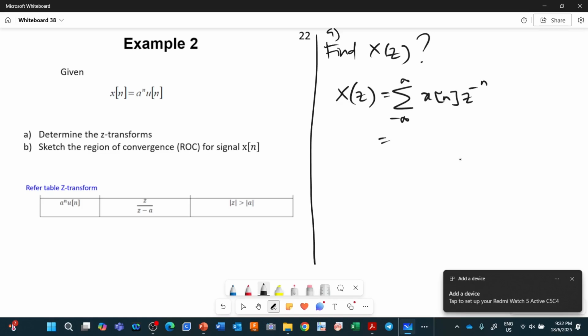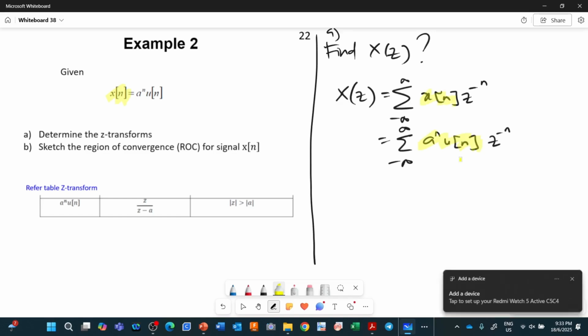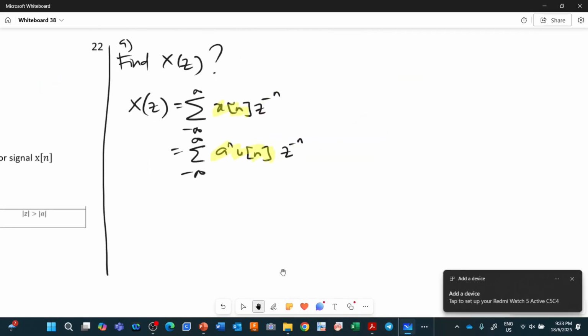Okay, so just substitute the value of x[n] over here. The x[n] value is a^n u[n]. So substitute first: summation from minus infinity to infinity of a^n u[n] z^(-n). Follow? Okay.